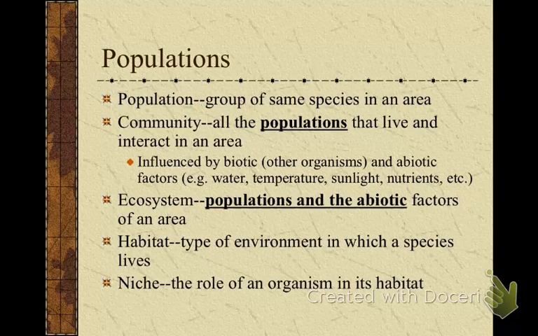Community is all of the different populations, so different species, living and interacting in that same area. That's why it's underlined and bolded, because community is really dealing with all the populations in a given area. And now the ecosystem is the community with the abiotic factors. So all the living organisms living in a given area, several different populations, plus the abiotic, the non-living.